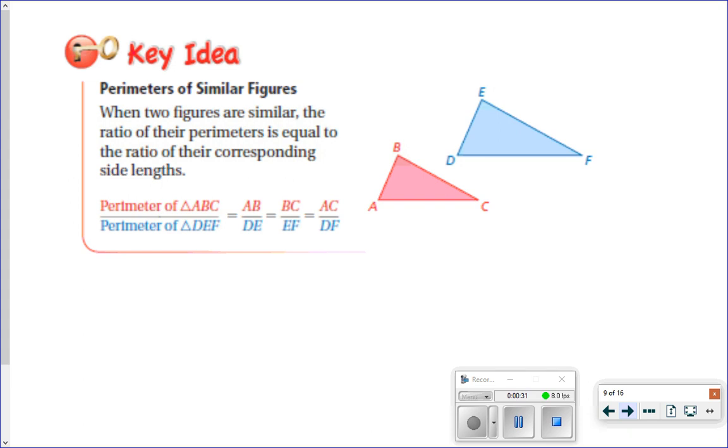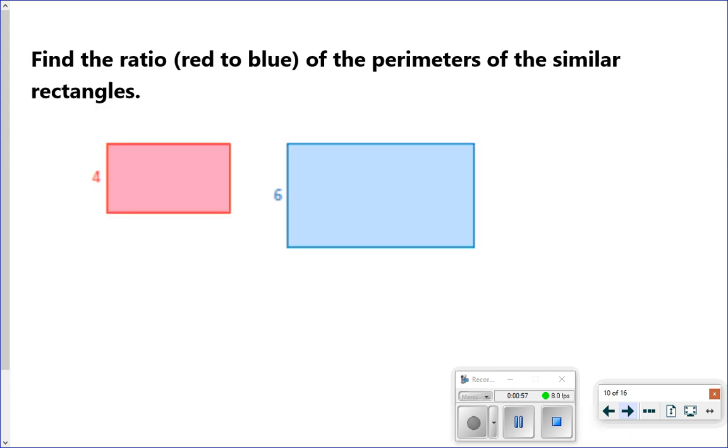This is actually very much the same as what we did in chapter 15, where we looked at similar solids and we looked at changes in volume and surface area. Same thing today, except instead of volume and surface area, we're looking at perimeter and just regular area. So the ratio of the sides is going to match the ratio of the perimeters. We don't have to square it or cube it or anything like we did in chapter 15. We just need to write the proportion and then solve it.